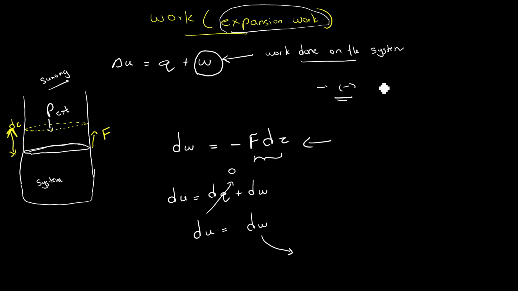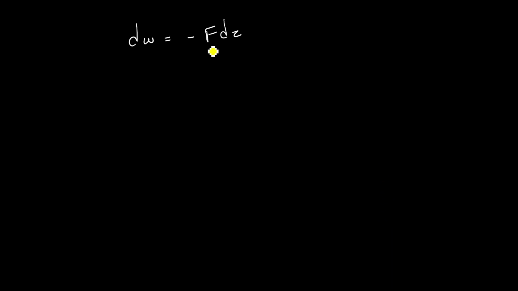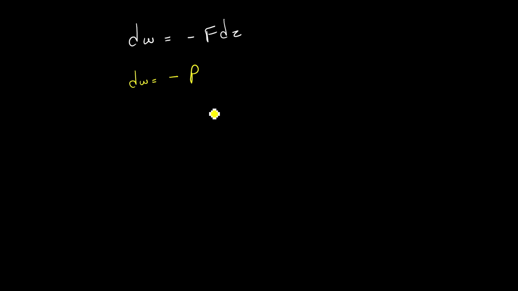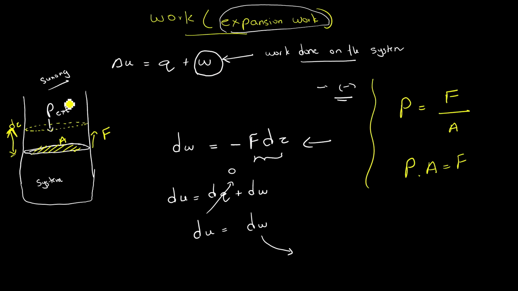Now let's see here. You know the equation for pressure, I guess. Pressure is equal to F over A. Let's assume the area of the piston is A. Now I can derive an equation for the force: P times A equals force. Here I'm going to substitute for this force. dw equals negative, and for the force, I'm going to apply these two terms: P, the pressure, which is P external.